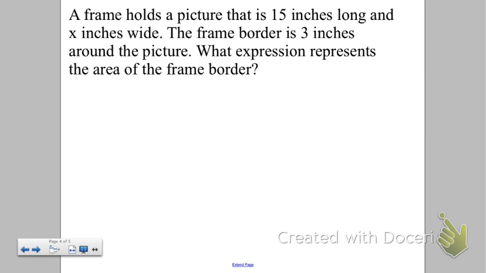And the last question. A frame holds a picture that is 15 inches long and 3 inches wide. The frame border is 3 inches around the picture. What expression represents the area of the frame border? Take a second to copy down the question. To make this problem a little easier, I'm going to draw myself a picture of what's happening in this situation.